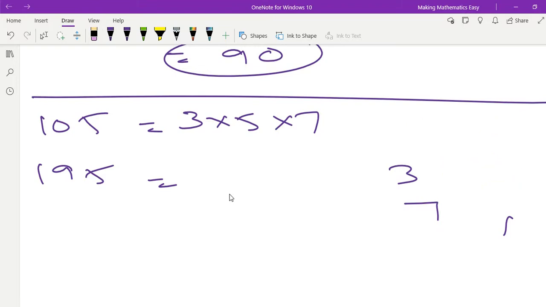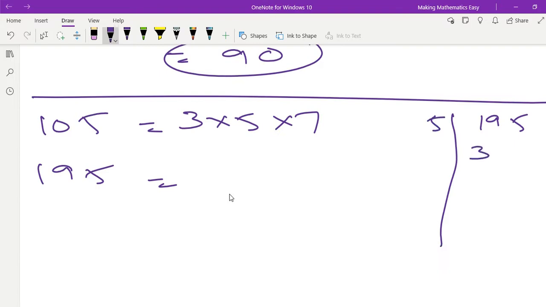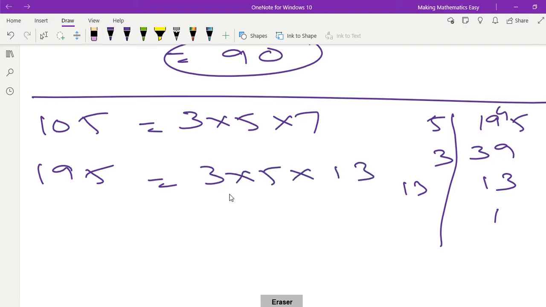Now in a similar way we can find out the prime factors of 195, which will be 5 3s are 15, 5 9s are 45, 3 1s are 3, 3 3s are 9, 13 is a prime factor, so this will be 13 into 1. So this is 3 into 5 into 13. Correct?